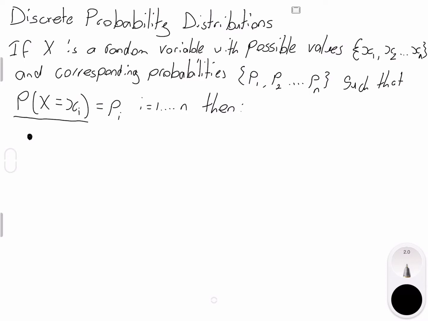So, let's talk through what I've got written down so far. If x is a random variable with the possible values of little x being x1, x2, x3, x4, x5, etc., up to xn, the nth value of x, and the corresponding probabilities p1, p2, etc., up to pn, such that the probability of x equals xi is equal to pi.